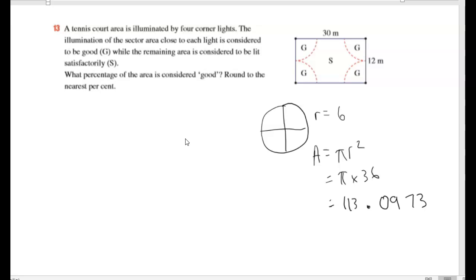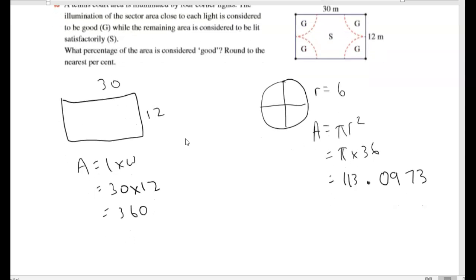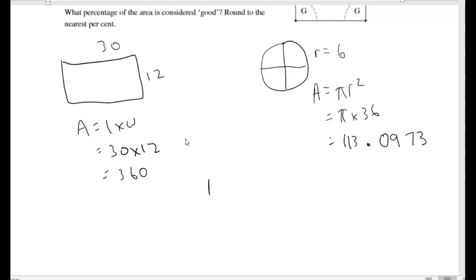And we want to know the area of the whole rectangle, so I might do that over here. So it's 30 and 12, and the units are the same, which is awesome. The area of a rectangle is length times width. So 30 times 12 is that 360. I always doubt myself when I do things in my head. Okay, what percentage of the area is considered good? So we take the portion that is good. I might just scroll up here, otherwise I'm going to be writing in the middle. So 113.0973 divided by the whole thing, 360.